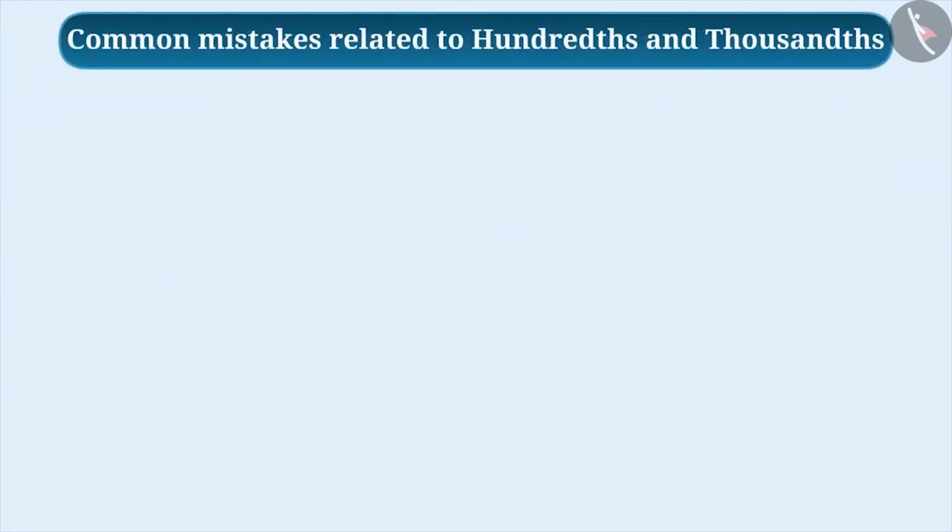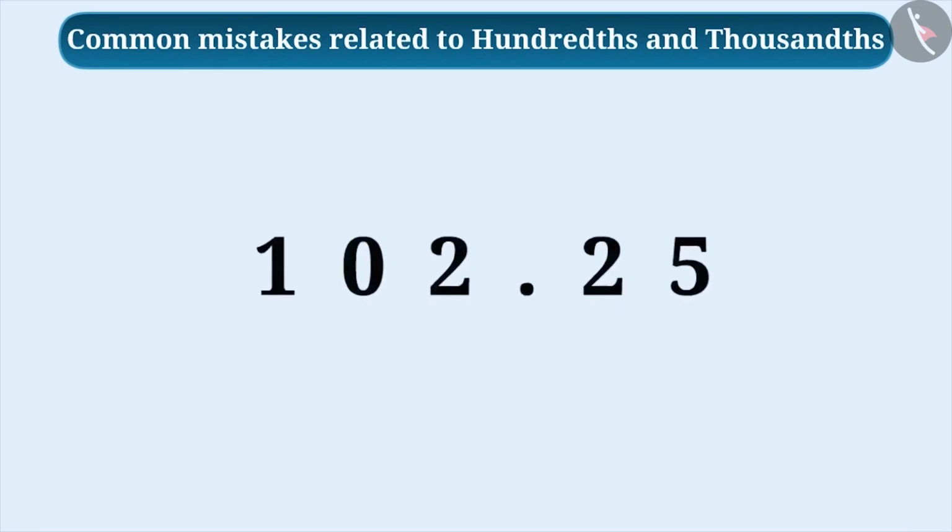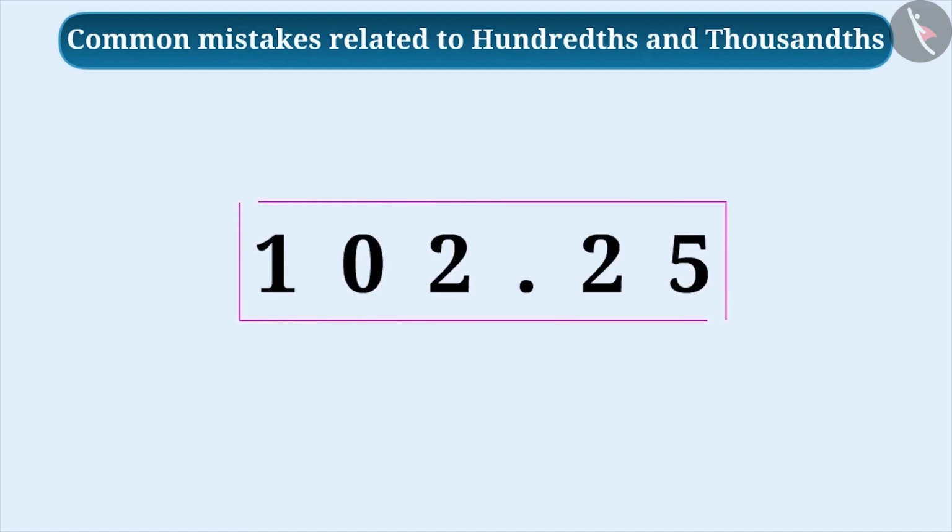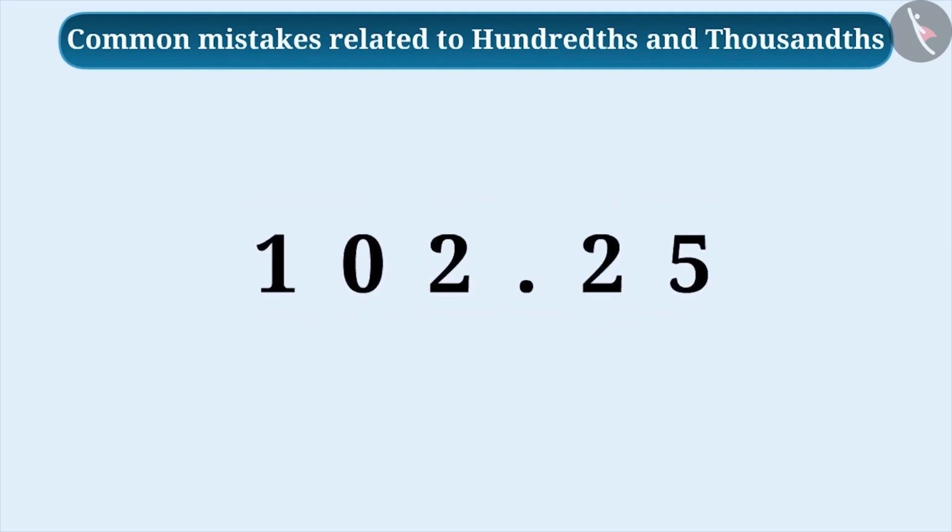Now we will see the common mistakes related to hundredths and thousandths. Some students do not know that the place value of a number keeps on decreasing as we move from left to right. By looking at the similar kind of names on both sides of the decimal point, students think that the value of such places is equal.